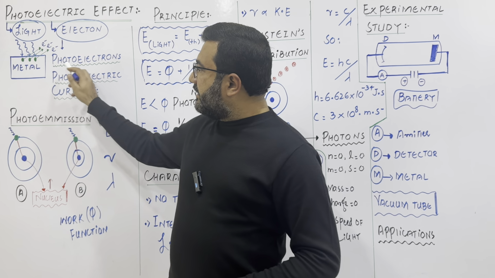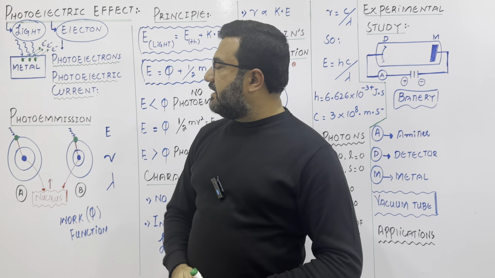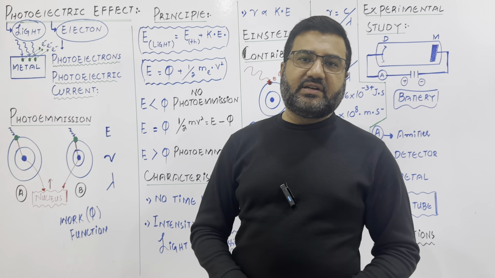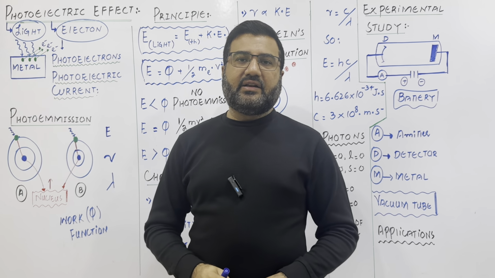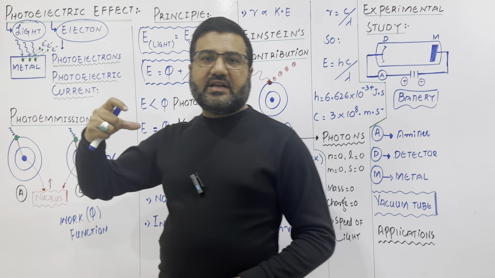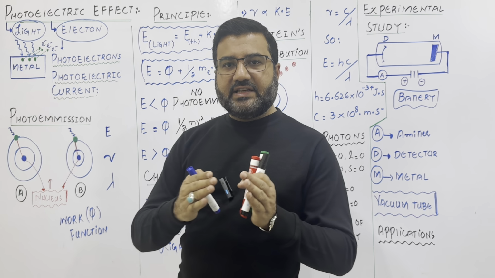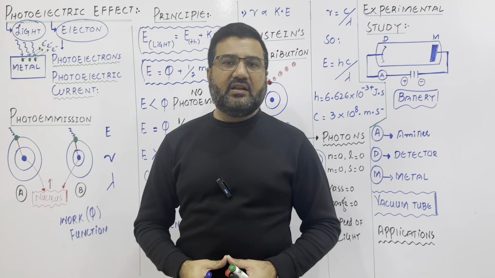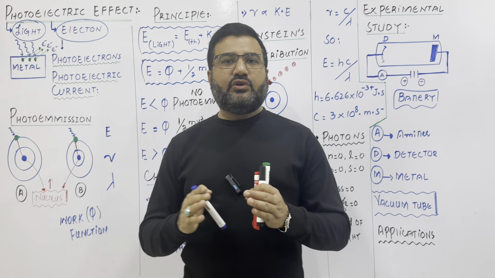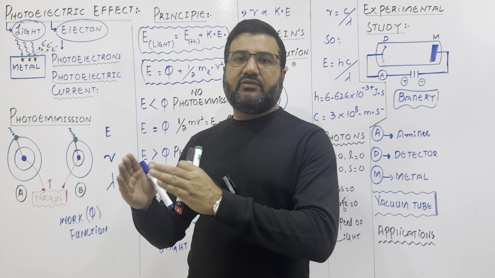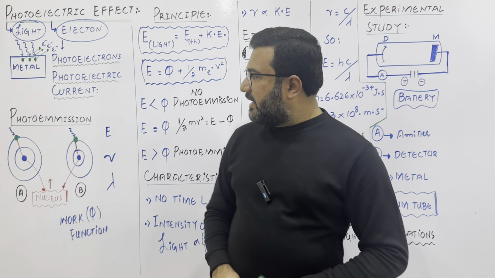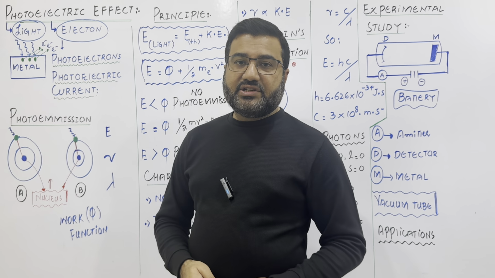The electrons which are removed from the piece of metal are called photoelectrons, and the photoelectrons produce a current when they flow in a closed circuit. That current is called the photoelectric current. Now, my dear students, we have said that when light hits the piece of metal, electrons are removed. The process of ejection of electrons from the surface of metal when light hits its surface is called photoemission. Photoemission is the process of emission of electrons from the surface of metal when light hits the surface.